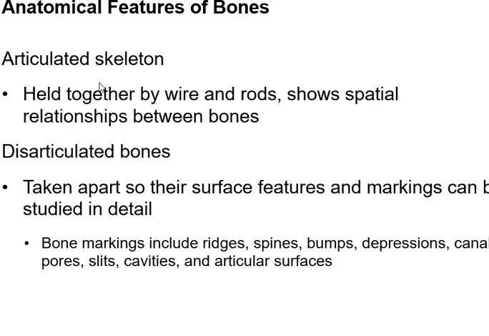In the lab, you probably looked at articulated skeletons, and those are the ones that are put together. So they've wired them so you can see which bone goes where and how they articulate or how they make joints. And then you should have had disarticulated bones where you have the individual bones so that you can look at the surface features at the top, the bottom, the places where the bones come together, the articular surfaces.